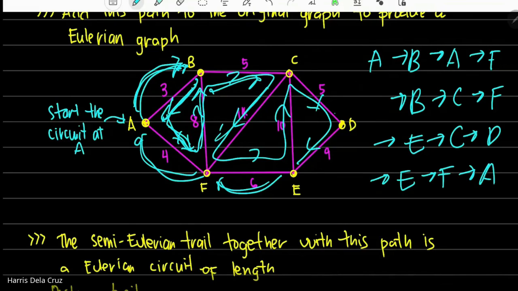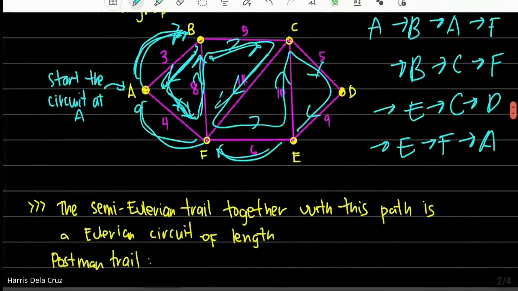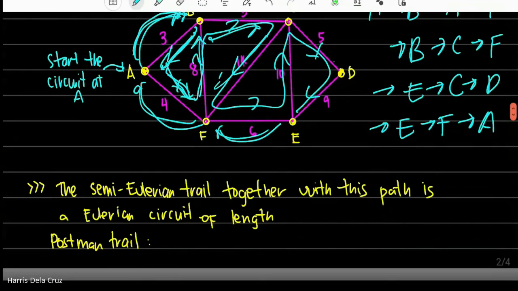In other words, in the circuit we formed, you just start at A. Following that same circuit, you can go back to A. And that's the shortest possible route for the Postman. So that's a combination of the Eulerian graph, the semi-Eulerian path rather, plus the additional shortest path. The semi-Eulerian trail together with this path is the Eulerian circuit of length.